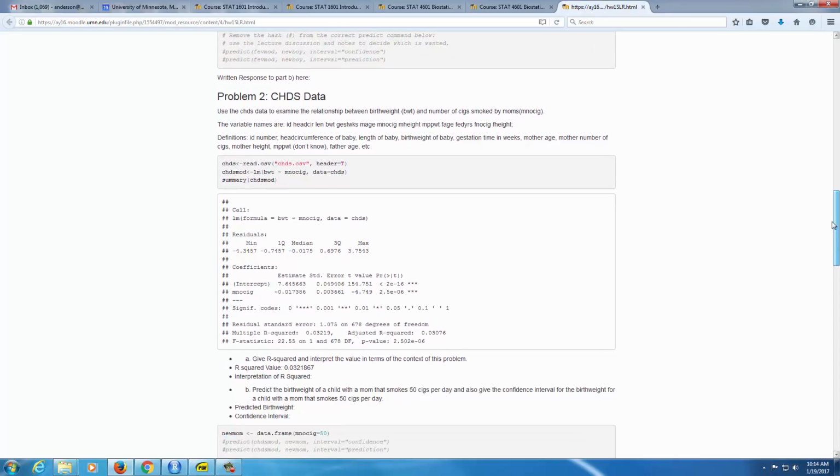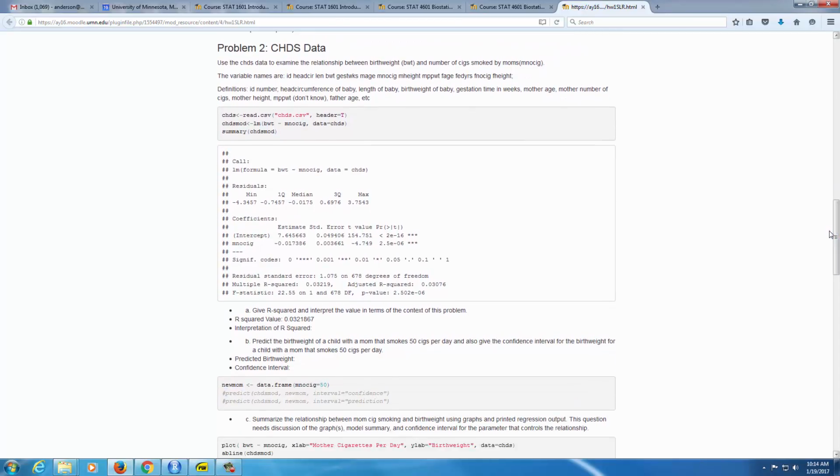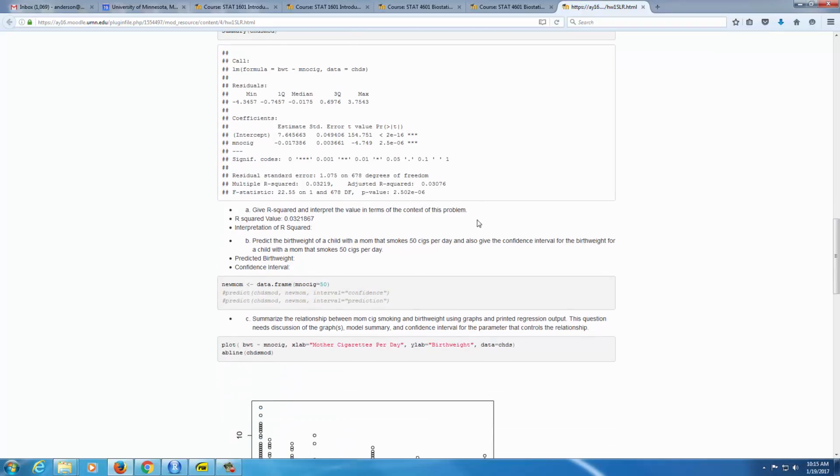Now on to our second problem about the birth weight as a function of the number of cigarettes smoked by the mother. That's what this LM function is doing here. It's using the number of cigarettes smoked by the mother, and we're relating that to the birth weight.